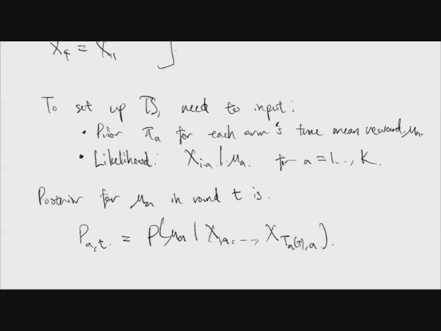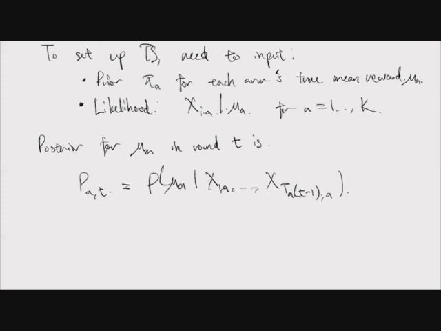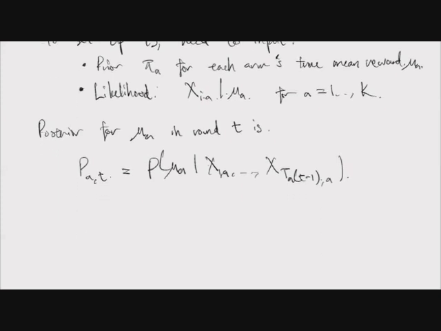And I think, let me see. Yeah, there's a slight problem indexing here. In round T, if we have not yet made a decision, then the information we have up to that point is the information that we have up to round t-1. Okay, so this is the posterior. And now we can set up the algorithm.